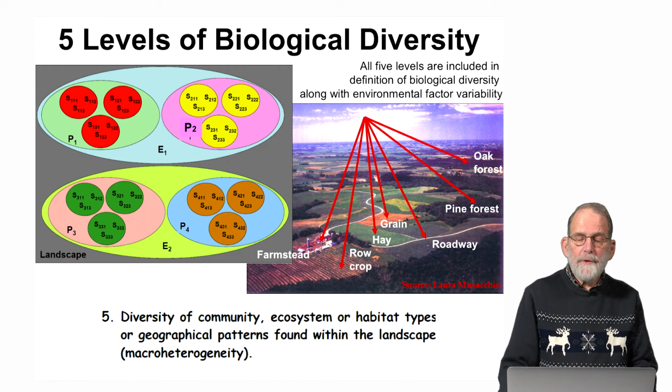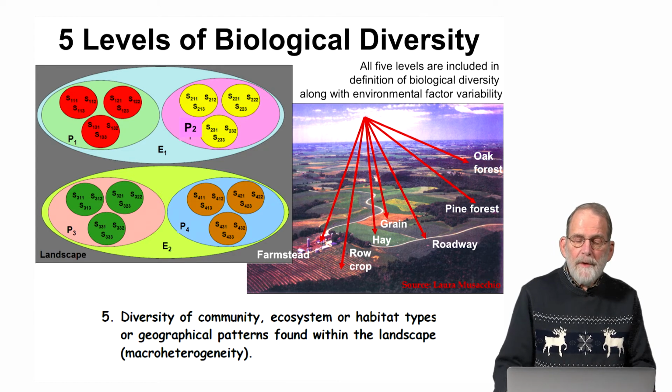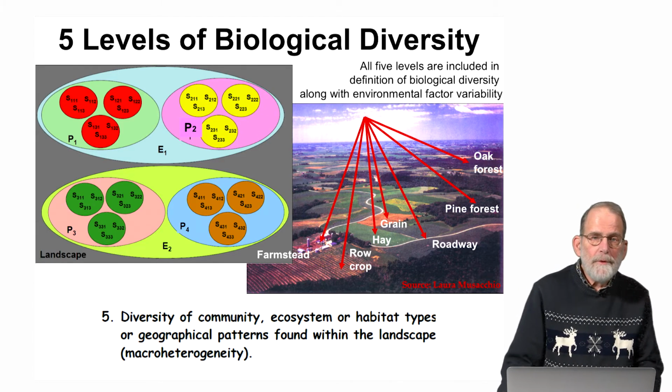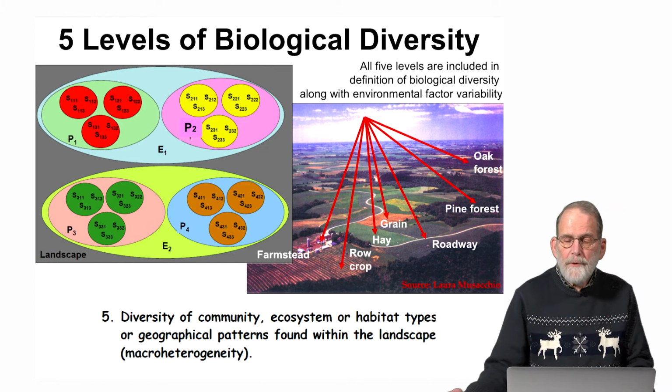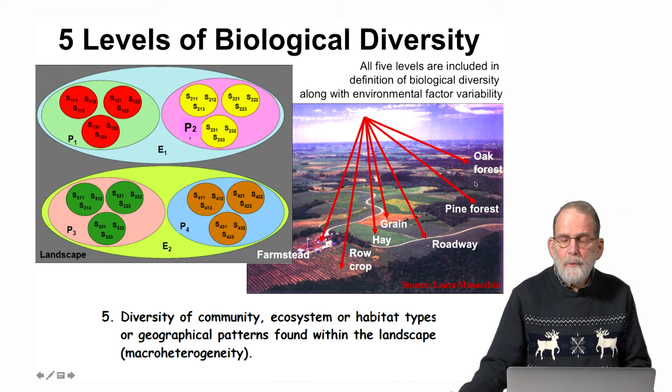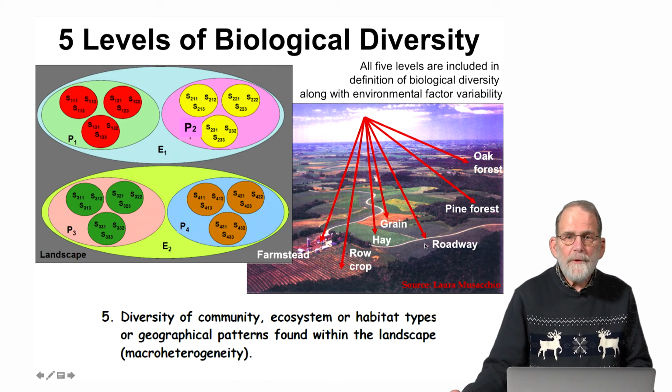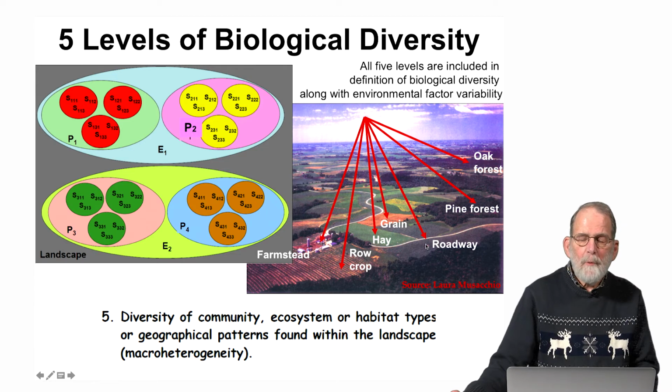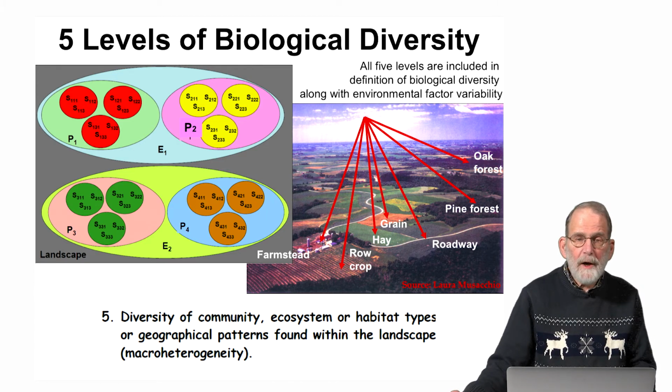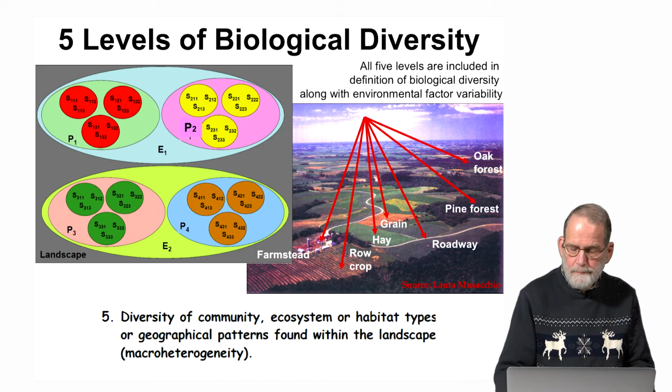Finally, we can talk about the diversity of community, ecosystem, or habitat types, as well as the diversity of the geographic pattern found within the landscape. This diversity is referred to as macroheterogeneity. In the slide on the right, we can talk about an oak forest, a pine forest, a grain field, a hay field, a row crop field, a farmstead, roadways. These are all discrete ecosystems within the rural landscape. And we can talk about how many discrete ecosystems there are within this particular landscape as a measure of the landscape's macroheterogeneity.